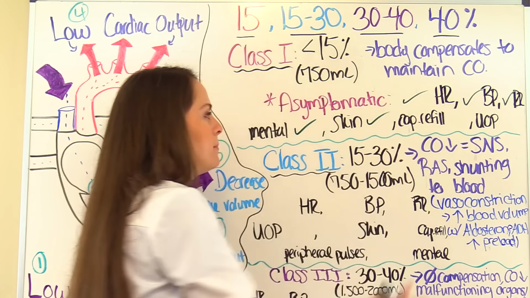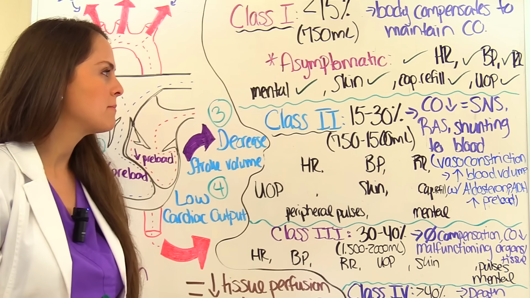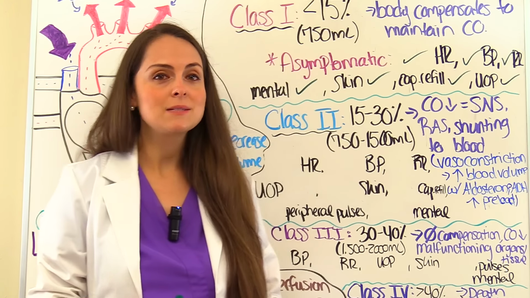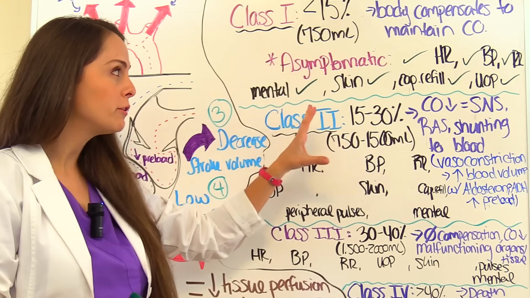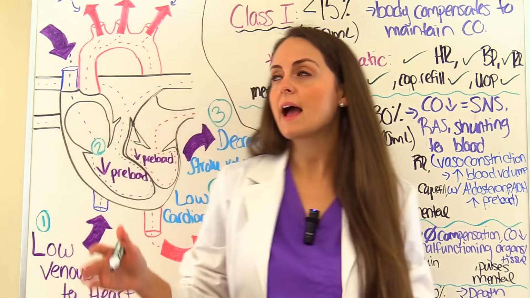That's where we want them. Next, we have class 2, and this is where we've lost 15 to 30% of fluid volume. So anywhere between 750 to 1500 mLs in an adult. So with this, because we've lost more fluid volume compared to here, our cardiac output is decreased.